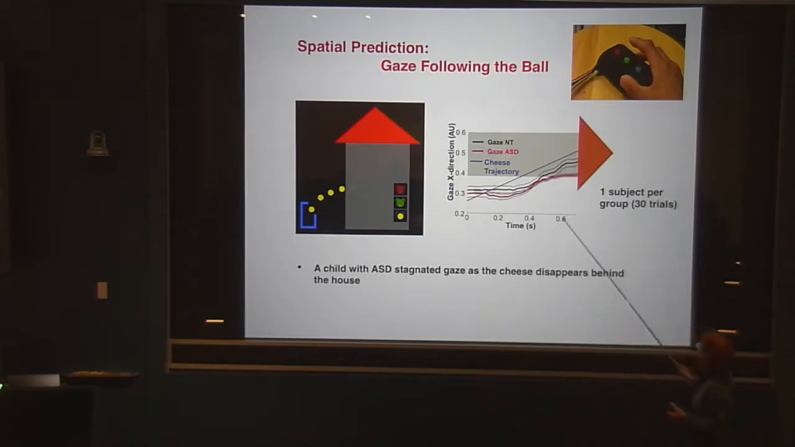Now, the autistic children also have a delayed start, follow the ball, but when the ball disappears, the gaze stagnates. There is no prediction of how the ball would continue behind the occluded house. So very much in line with what you saw by example from the Pong game. An inability to predict the ball's trajectory.